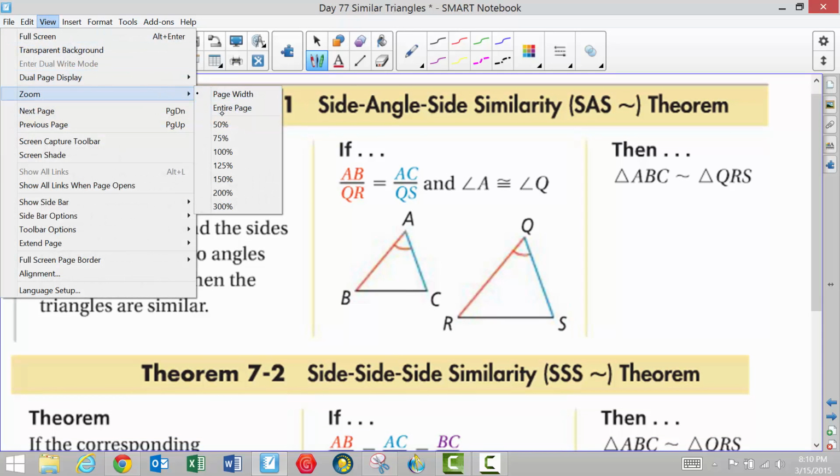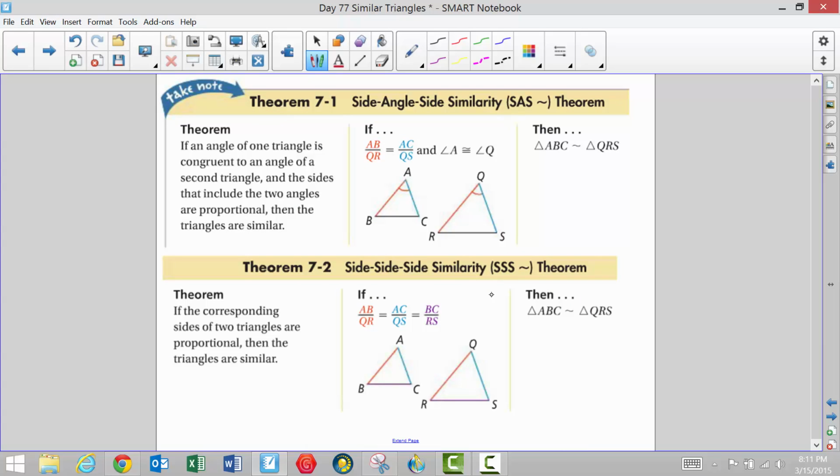Let's zoom out. Then you have side-side-side similarity for triangles, which states that if the side ratios are all congruent, then the triangles will be similar. So here you need two congruent side ratios with congruent included angle. That's the side angle side. Two congruent side ratios with congruent included angle. Side side side similarity: you have three congruent side ratios. And again, these are shortcuts to prove triangles are similar.